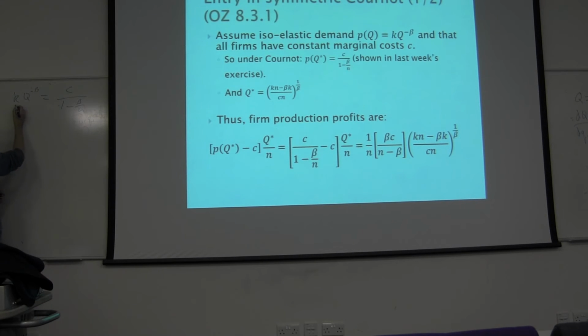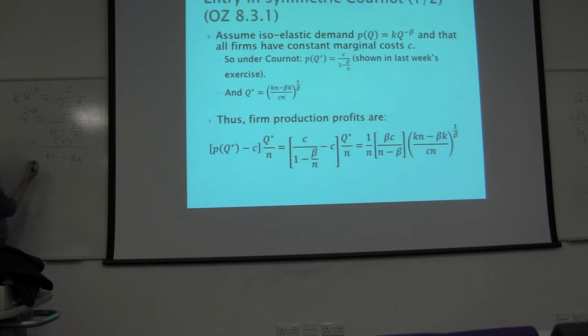So let's divide by K. So Q to the minus beta is C divided by K times 1 minus beta over N. Okay, just divided by K. And let's simplify this a bit. So let's multiply top and bottom of this fraction by N. So this is CN divided by KN minus beta K. Okay, so now we've got Q to the minus beta here.